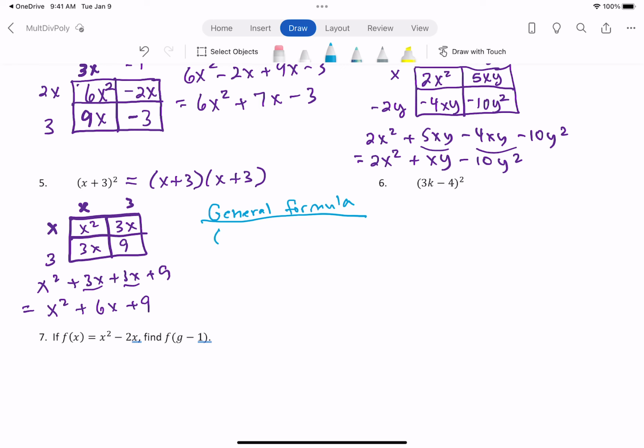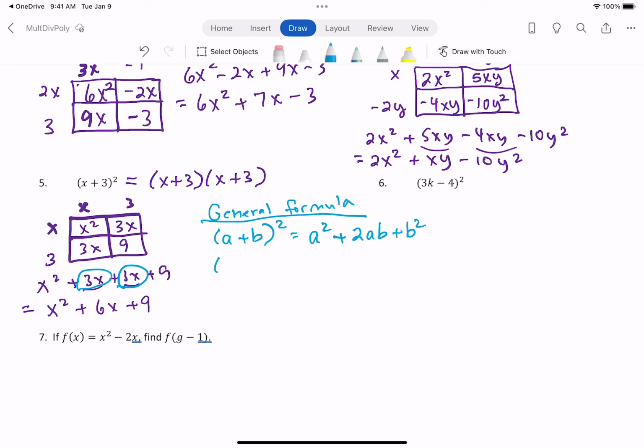Anytime we have a binomial squared, something plus something quantity squared, we're going to square whatever the first term is. We can multiply 2 times both of the terms, and that's because those two middle terms were exactly the same, so we had 2 of them, and square the last term.